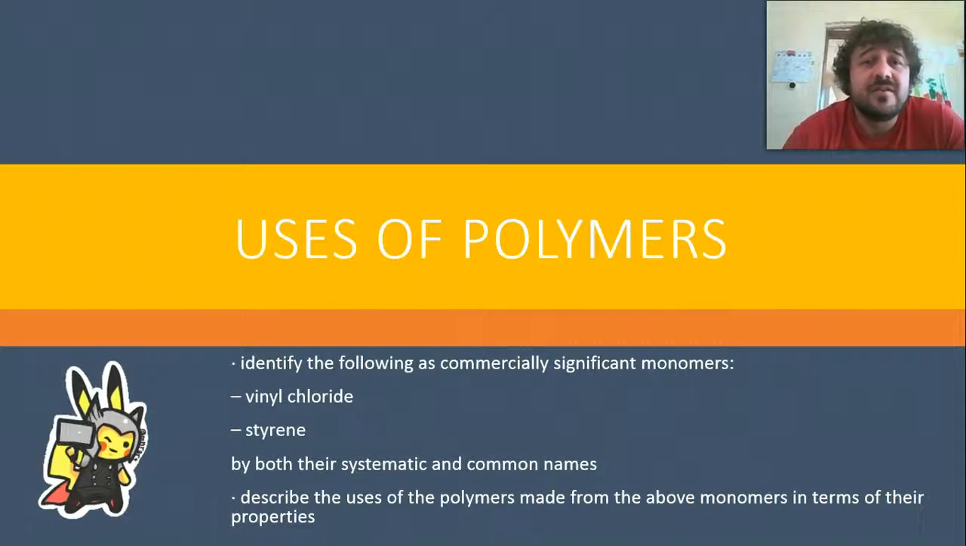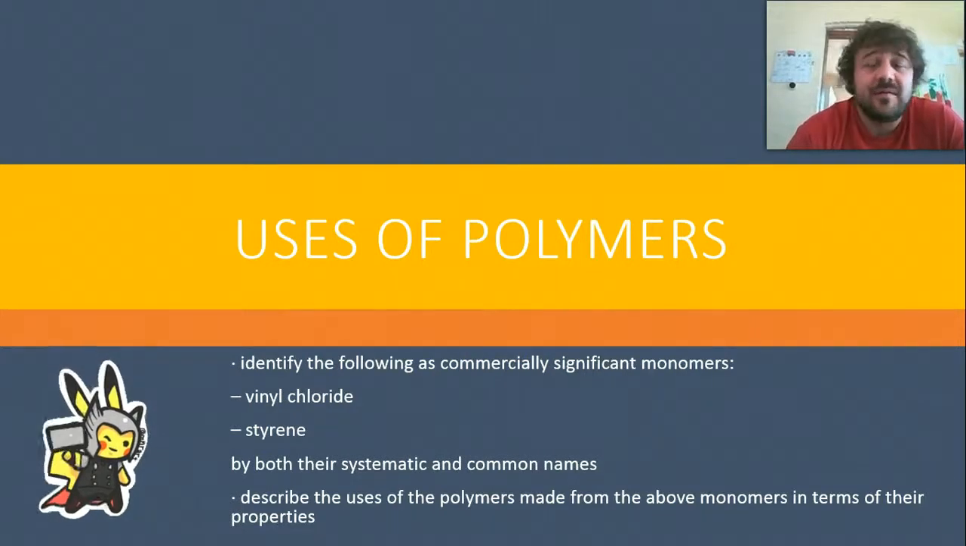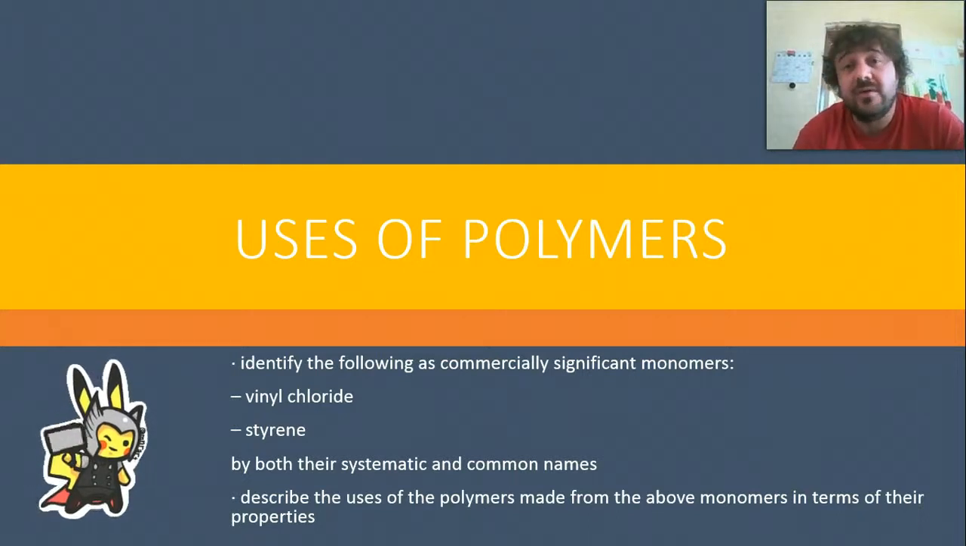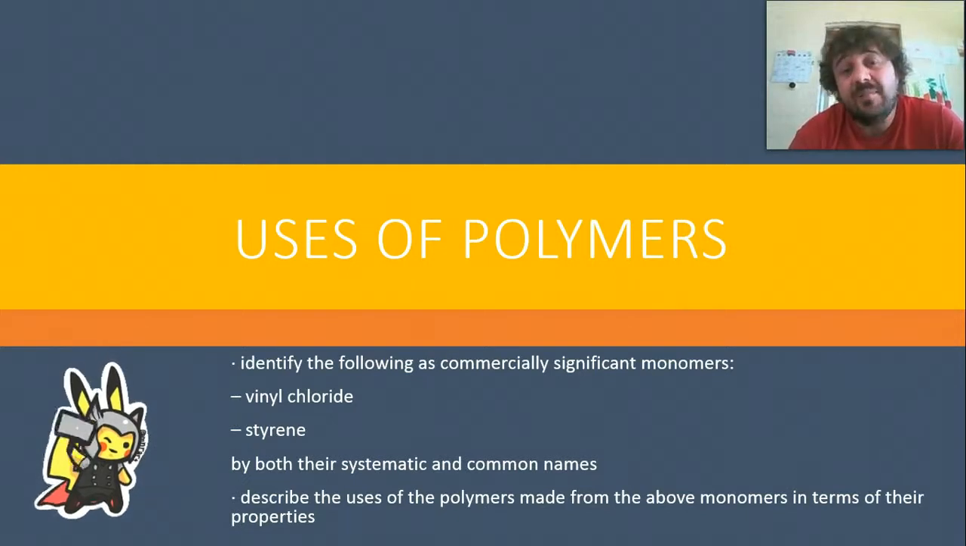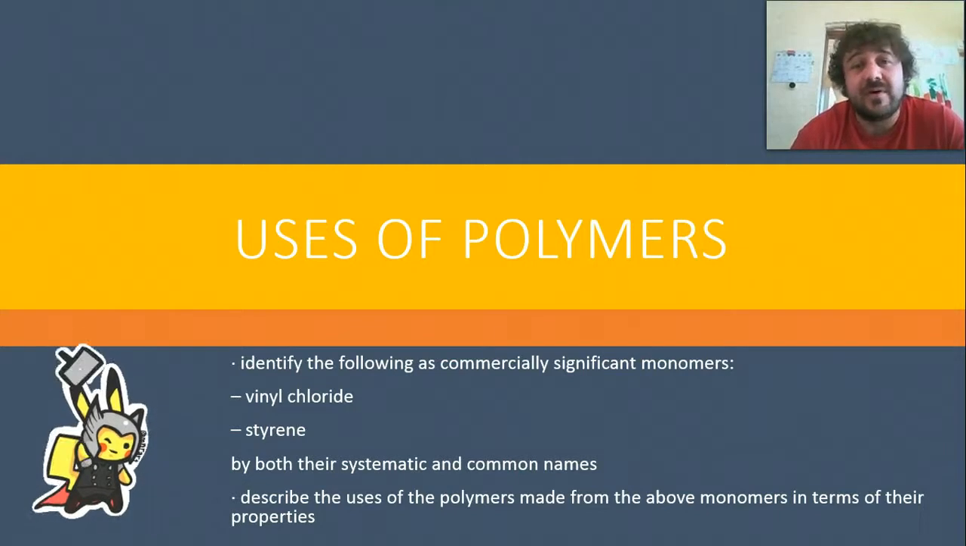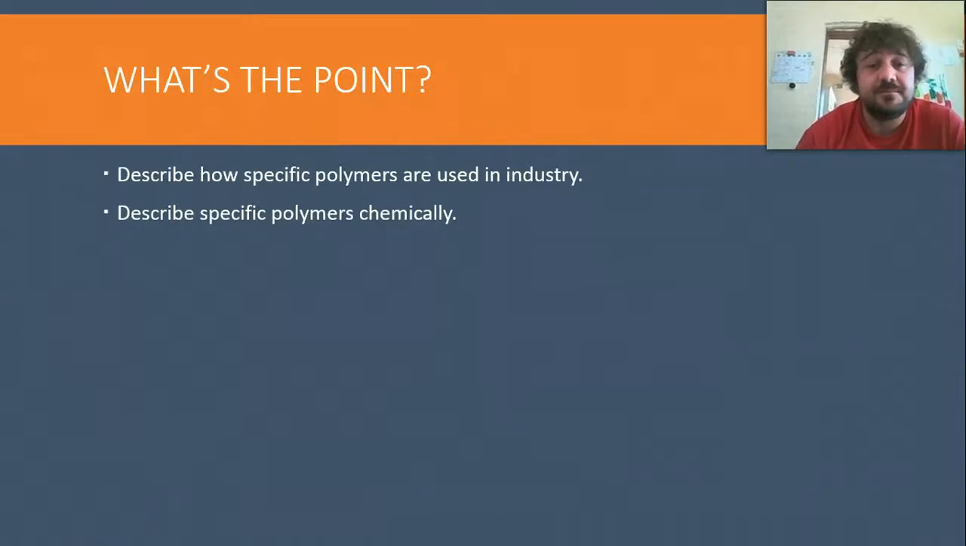All right, chemistry nerds. So our last effort, we looked at what polymerization is and how we made polyethylene. And during that, we went into the properties of both high density and low density polyethylene. So now we're going to look at two or three other polymers and how they're used for us. We're going to relate their uses back to their properties as well. So let's get into it.